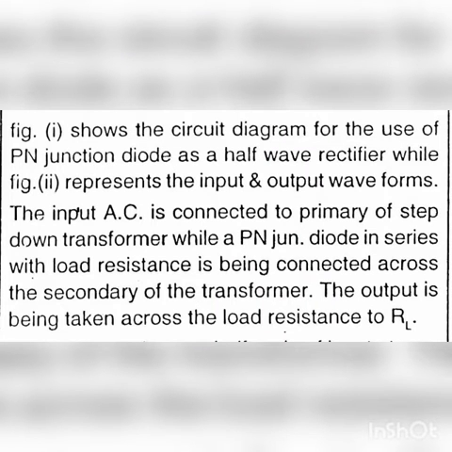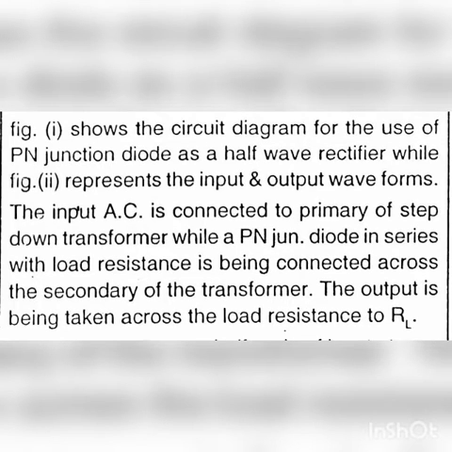Figure first shows the circuit diagram for the use of PN junction diode as a half wave rectifier, while the figure second represents the input and output waveforms. The input AC, the alternating current, is connected to the primary of the step down transformer, while a PN junction diode in series with load resistance is connected across the secondary of the transformer. The output is taken across the load resistance RL.